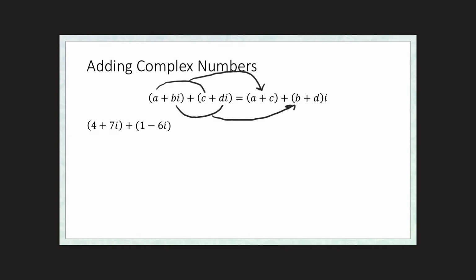So let's see how this will work with 4 plus 7i plus 1 minus 6i. Well, first we will add our real parts together, 4 plus 1. And then we will add our imaginary parts, the b's, or the coefficients of the imaginary unit, 7 minus 6. And that answer times i. So 4 plus 1 is 5. 7 minus 6 is 1. And we end up with 5 plus 1i, which also can be written as just simply 5 plus i.